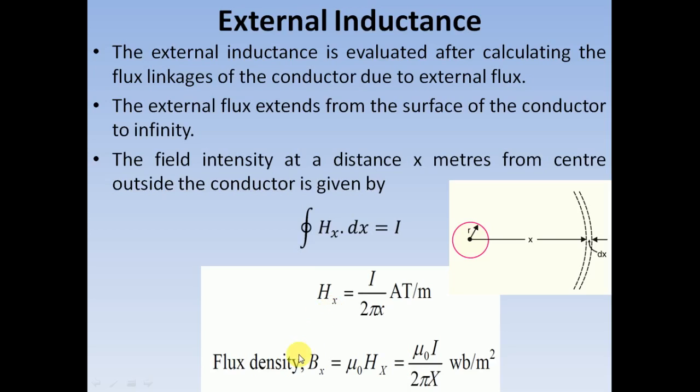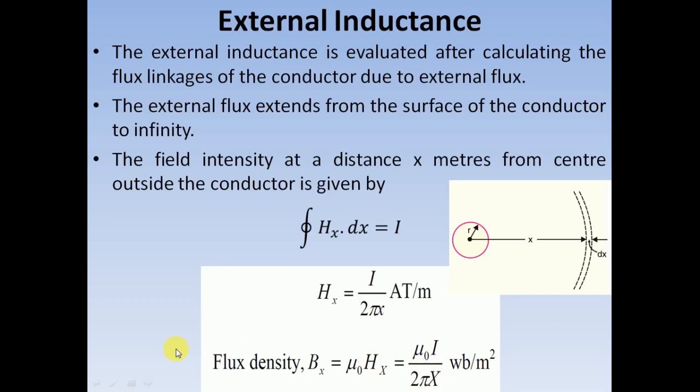From here we will be able to obtain the relation for magnetic field intensity. In the next step we will be calculating the relation for magnetic flux density by using the standard relation B is equal to nu into H. We will be substituting nu0 for nu, and instead of H we will be substituting the value Hx, then we will be getting the flux density Bx. That is the value of flux density at a point x meters from the center of the conductor. After substituting the value of Ix in this relation, we will be getting the flux density as nu0 I by 2 pi x.